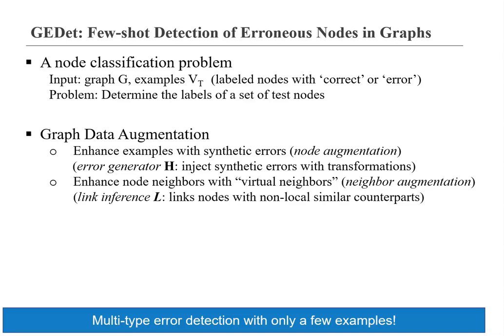We treat erroneous node detection as a node classification problem. We denote VT as training nodes with labels of correct or error. In particular, for error nodes, we know their correct counterparts. Our problem becomes a semi-supervised task to determine the labels of test nodes. GDAT then enables graph data augmentation.